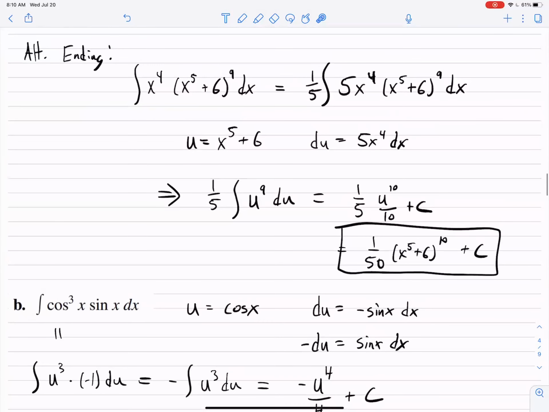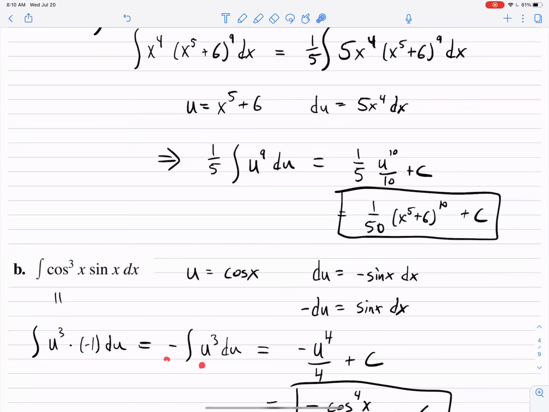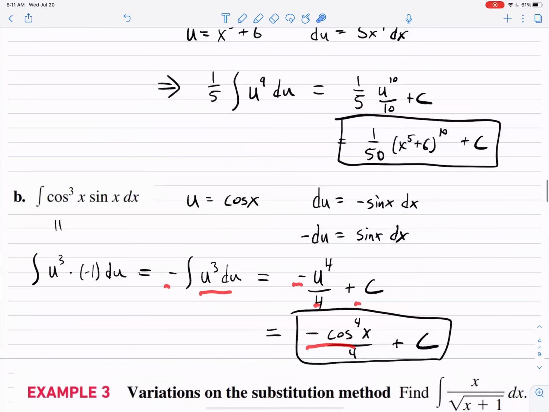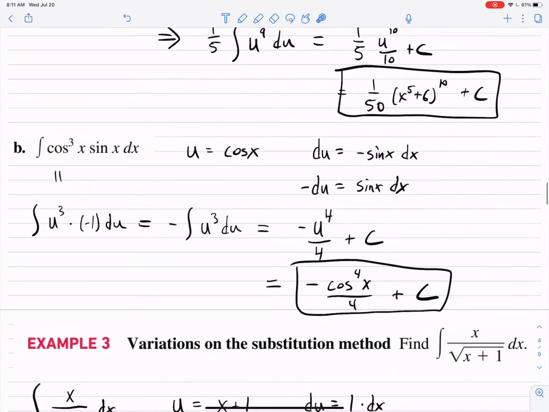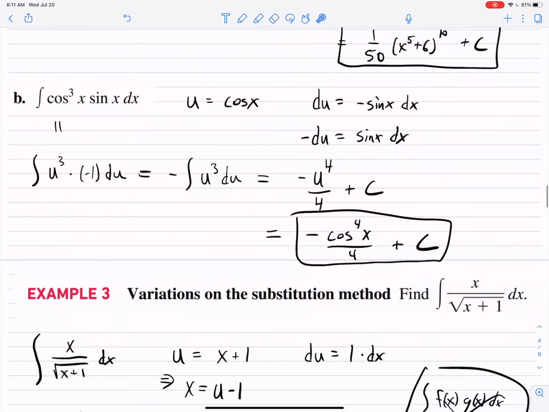So this one, cosine cubed x sine x, it's very obvious that u should be cosine of x. And then the derivative of cosine of x is negative sine x. And so we'll put the negative sign on the other side. And so it's u cubed and then -1 du. The negative sign comes out and it's u cubed du. So it's negative u to the fourth over 4 plus c. And then you plug in cosine of x. And so that one's not too bad. Let's do a little bit more difficult one.